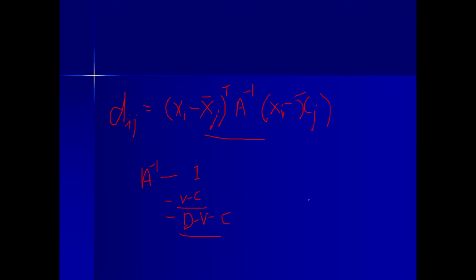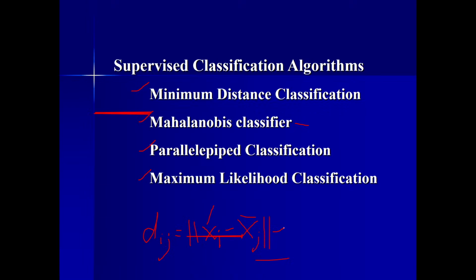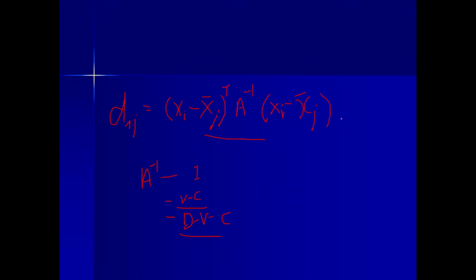In your 12th class or in the 11th class, you have learned about Euclidean distance. So Euclidean distance is this one, which I have already written here. But the general distance equation is this one. And as per the A inverse you are taking, whether it is a unit matrix, or the variance covariance matrix, or the diagonal variance covariance matrix, accordingly you can have the Euclidean distance or Mahalanobis distance.